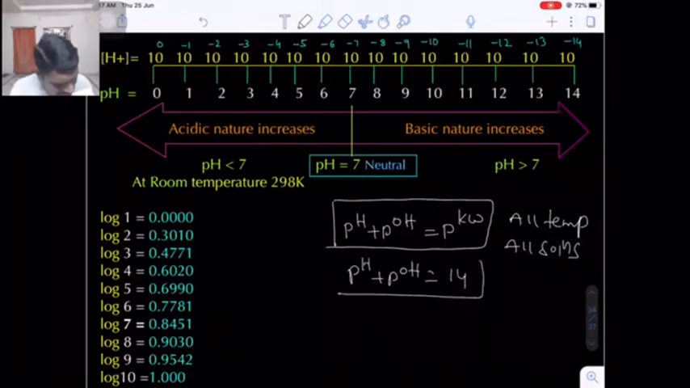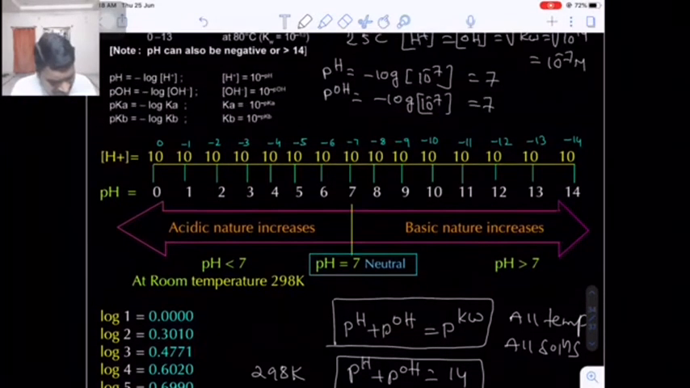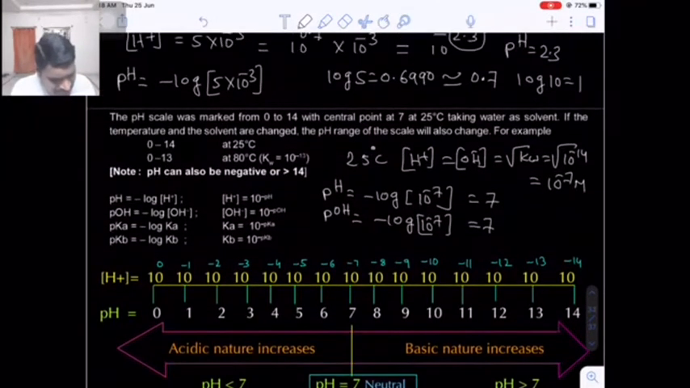pH plus pOH is equal to 14 only at room temperature. This is very important. So the total pH scale at room temperature is divided into 14 units, from 0 to 14. This is a very important concept here. The pH scale ranges from 0 to 14.